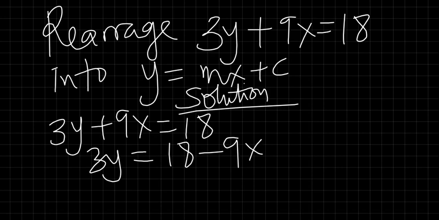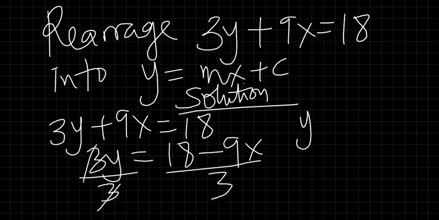Then we divide both sides by 3. So divide this by 3, divide this by 3. So this cancels this, so that y will be alone. So that y will now be equals to 18 over 3 minus 9x over 3.